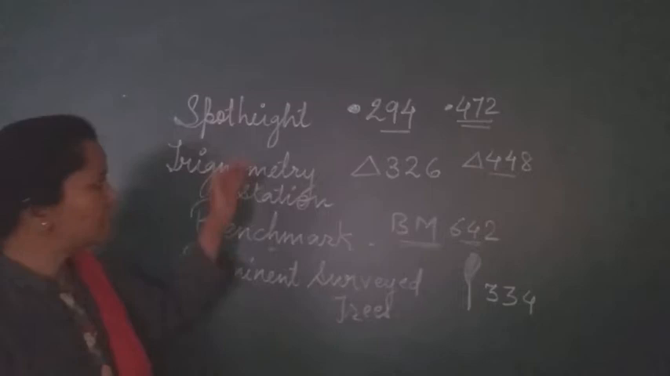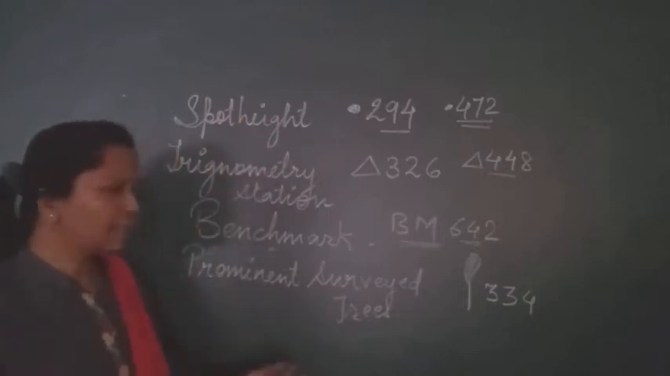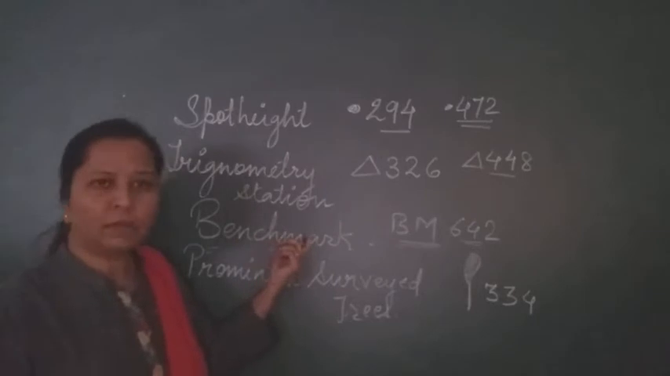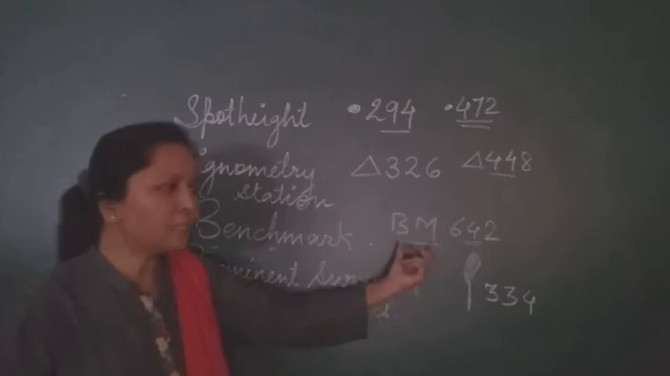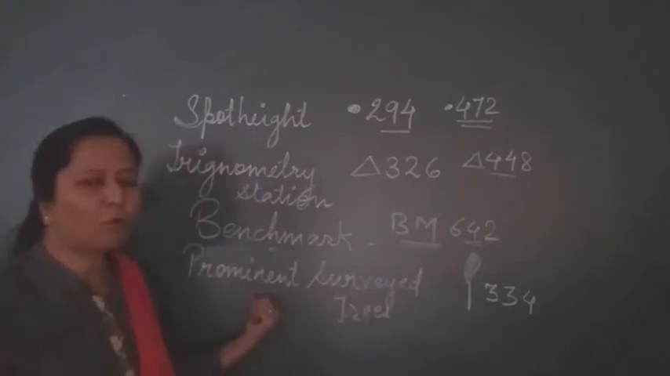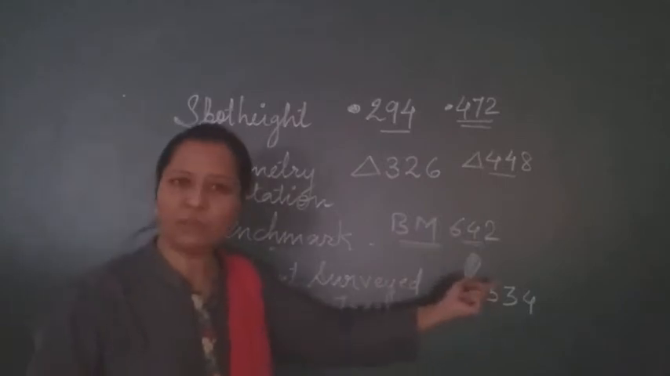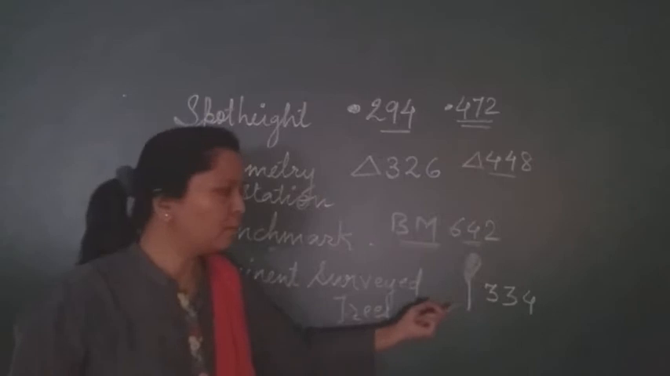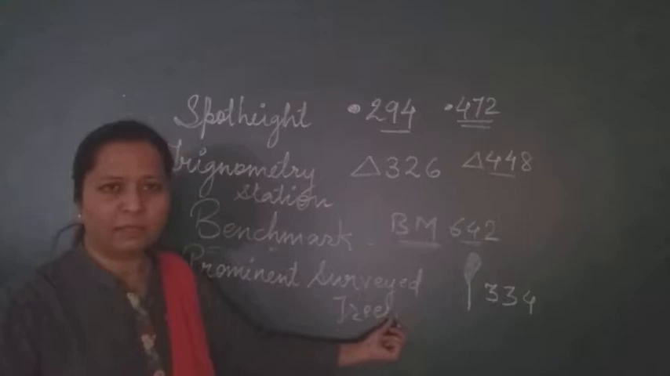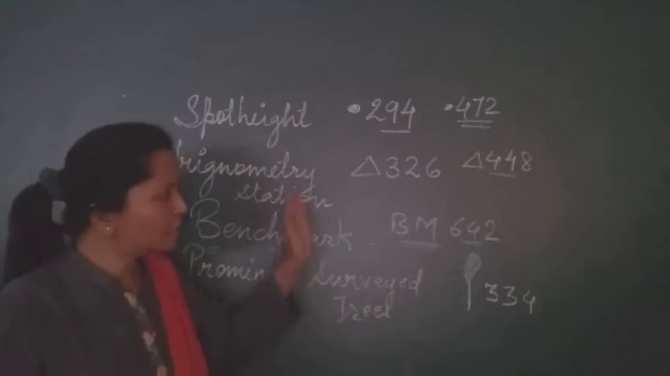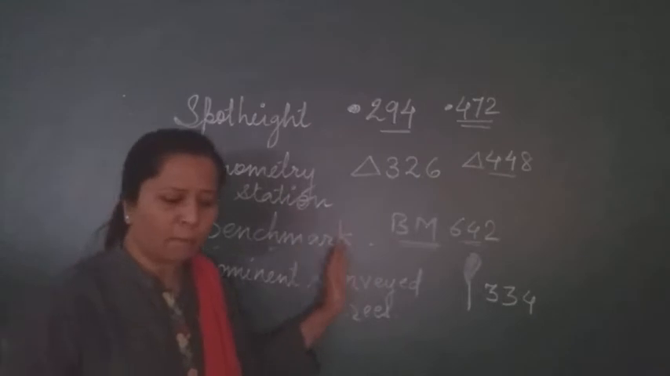So in this way, these are the four ways in which the height of a particular area is measured. At the same time, a benchmark is where a cut is made on a building or on a stone and then it is written in this form, that is BM 642. And then there are prominent surveyed trees, with a tree in black color and a number written, which shows that the particular area has been surveyed and the height of that place is noted. So these are the various symbols and numbers which can be seen on your topographic maps.